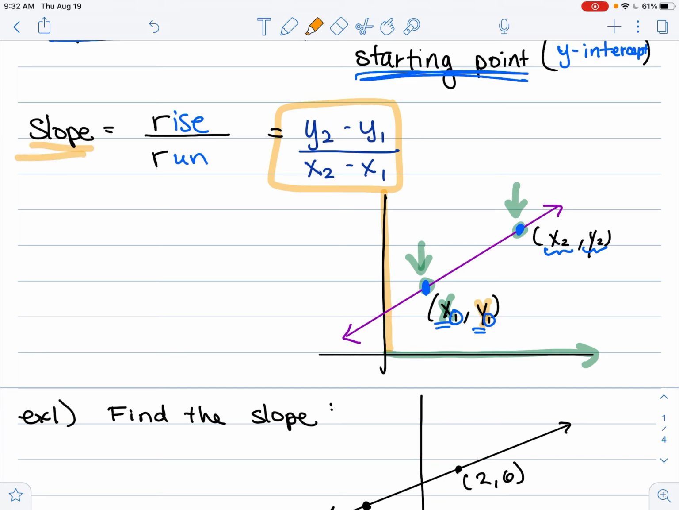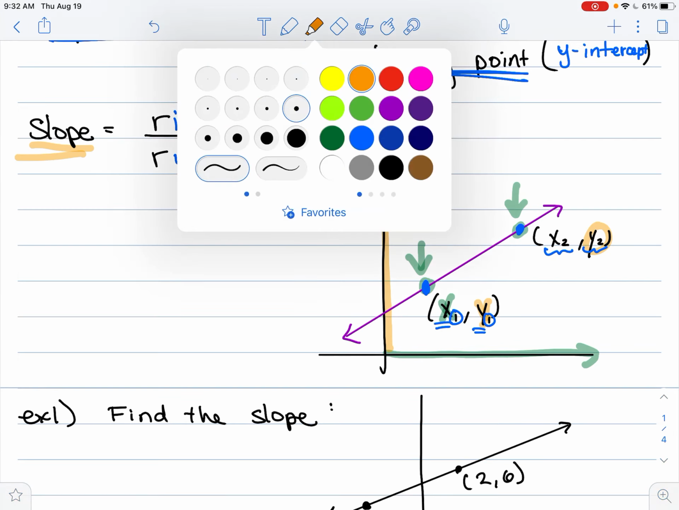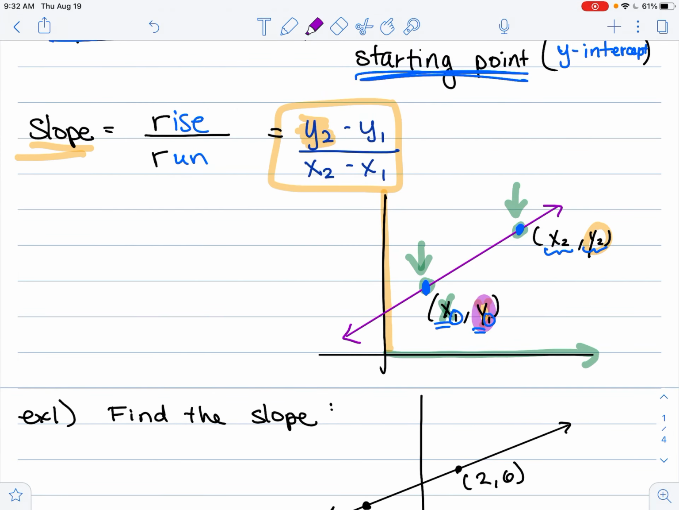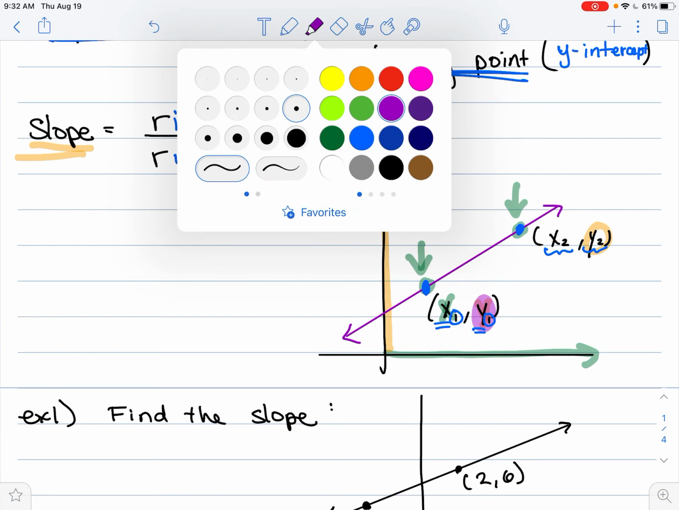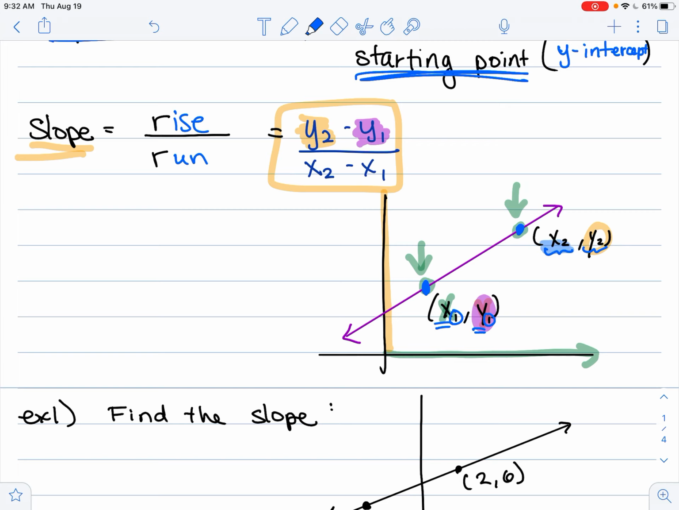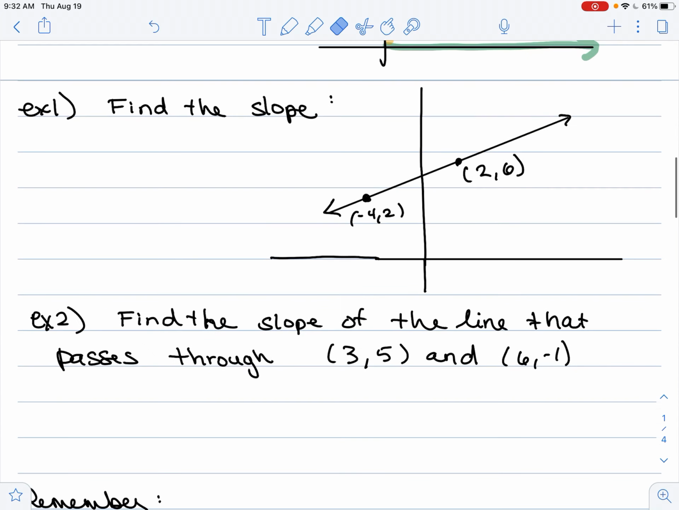Slope is the value of y2 minus y1, so we take the y of the second point minus the y of the first point, over x2 minus x1. The value that we simplify there gives you the steepness or the direction of the slope. Okay, so let's find the slope here.